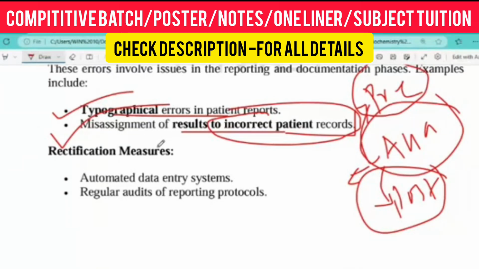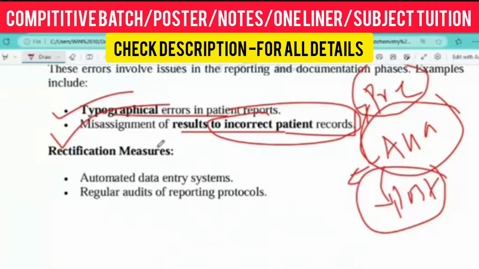Getting my point? We have already covered the pre-analytical, which kinds of error might happen before the test, and which kinds of error might happen during the test, that is systematic and random, and which kinds of error happen after the test, that is called post-analytical error. Post-analytical error means some kind of typographical error, or a result going to the incorrect patient. Getting my point? One is pre-analytical, another is analytical, and the last one is post-analytical. These are all types of error. We have to rectify these kinds of error. After that we will move to quality control.